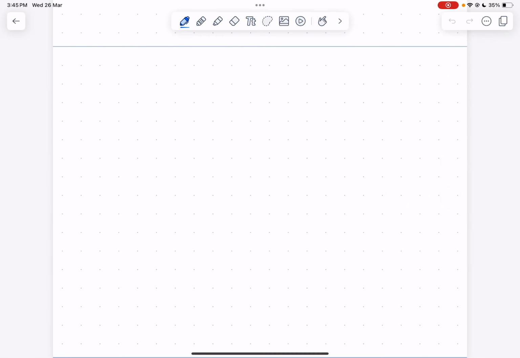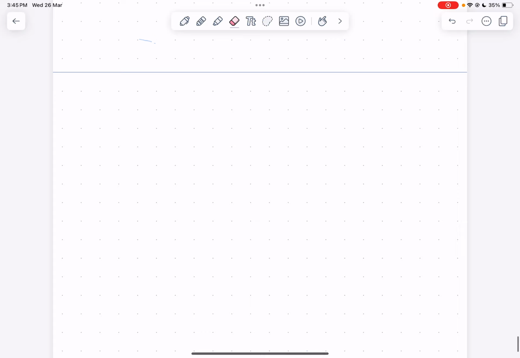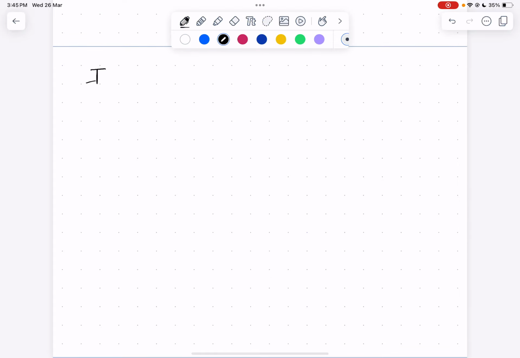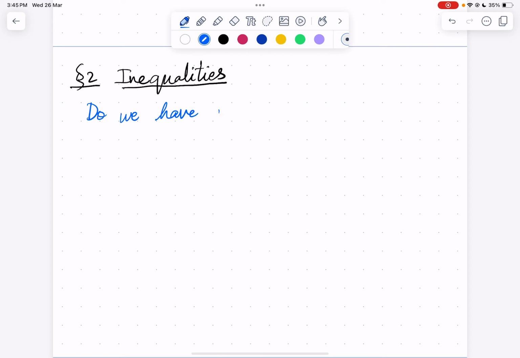Okay, let's continue. We'll study inequalities. This is section 2 of chapter 3. So I'll write section 2, inequalities. So let's begin. We can ask, do we have an order on real numbers?